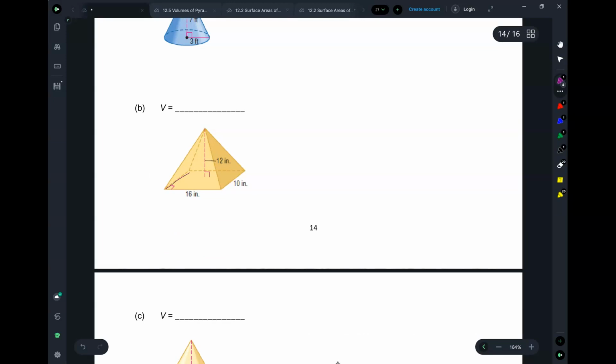Okay, what shape is the base of this? It's a square. It's a rectangle. So the base area is 16 times 10, 160. So the volume is 160 times 12 divided by 3. And again, we can cross some things out here, right? So it's 160 times 4, which is equal to 640 cubic inches.